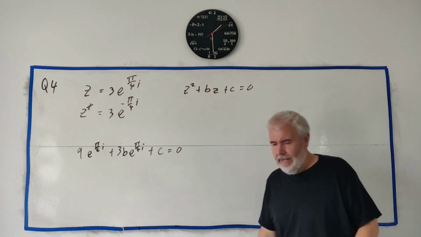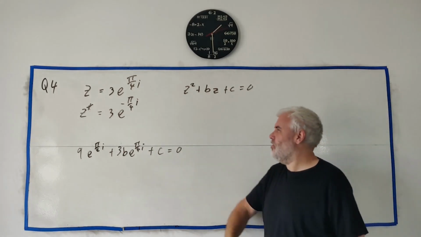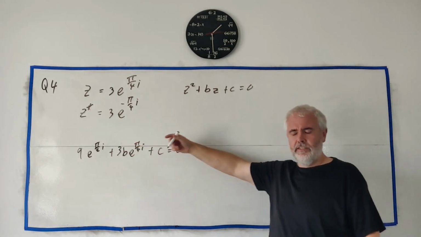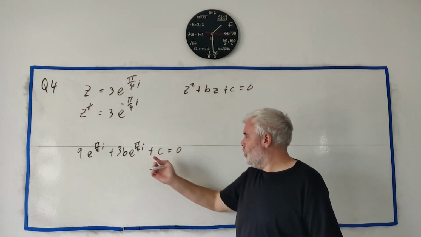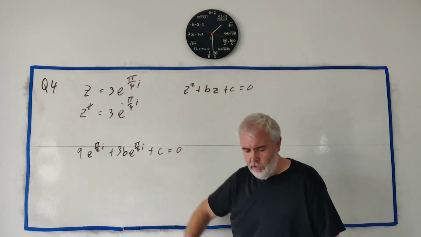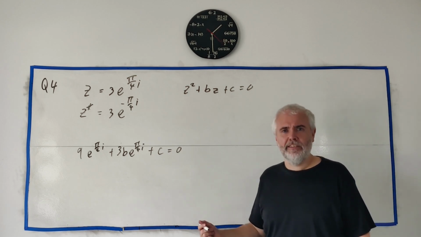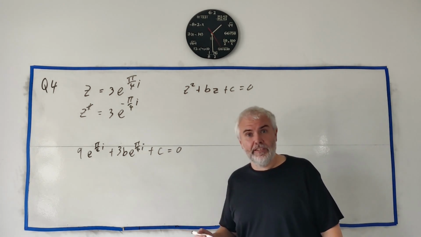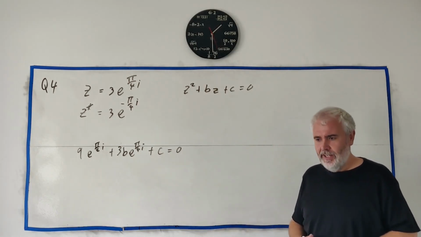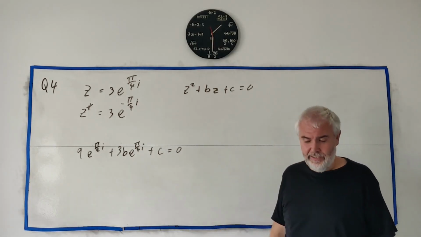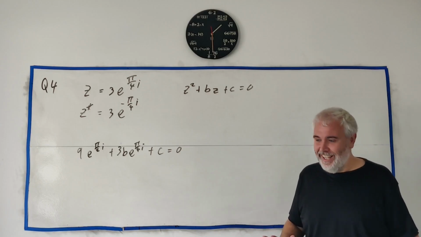Now, you're probably thinking, surely I need to put the other root in to solve this. There's one equation with two unknowns. I don't know C and I don't know B. But not quite. This is a complex equation. There's real parts to this and imaginary parts. That means we can actually get two equations out of this. But there is a problem.